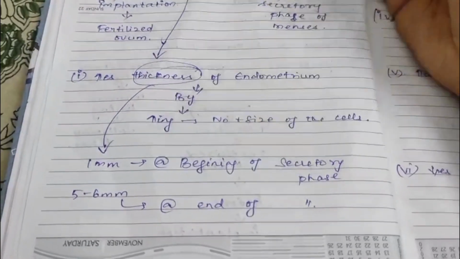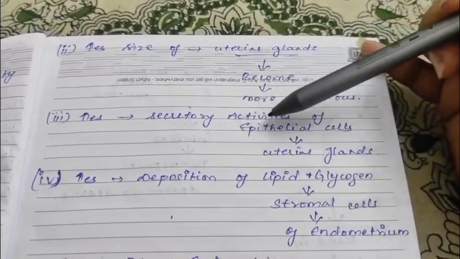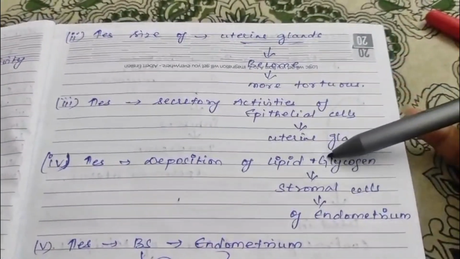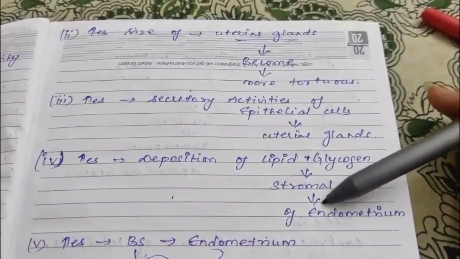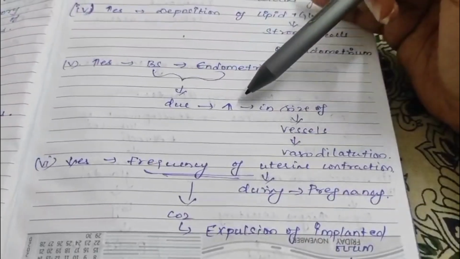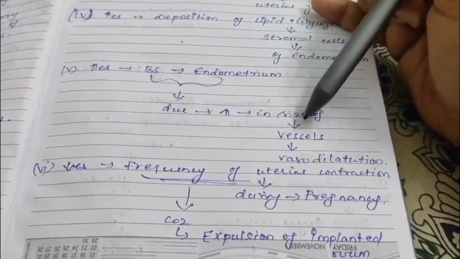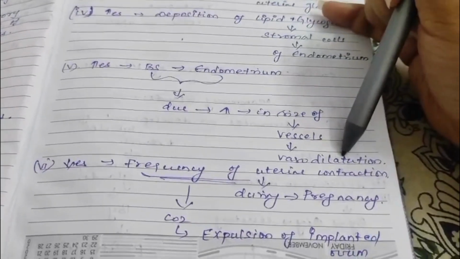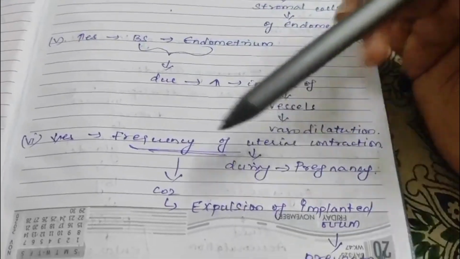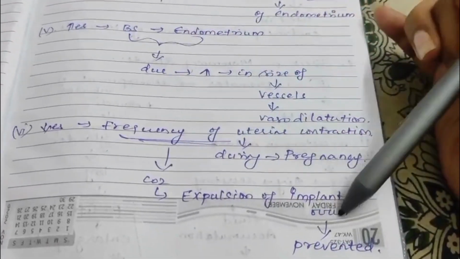It increases the size of uterine glands, which become more tortuous. It increases the secretory activities of epithelial cells in the uterine glands. It increases the deposition of lipid and glycogen in the stromal cells of the endometrium. It increases the blood supply in the endometrium, with an increase in the size of vessels and vasodilatation. It decreases the frequency of uterine contraction during pregnancy, so expulsion of the implanted ovum is prevented.